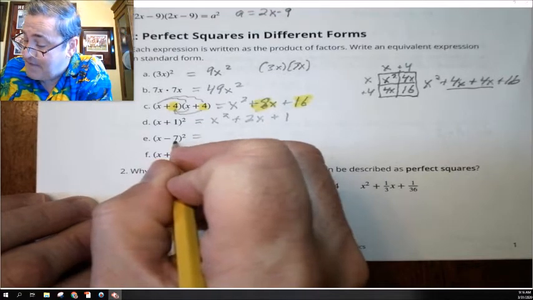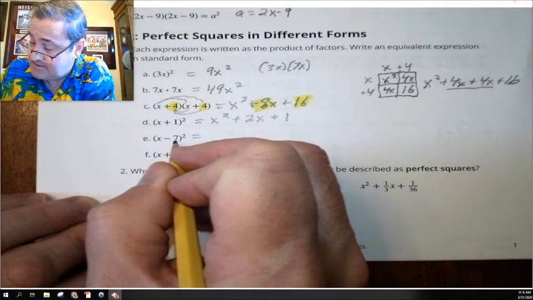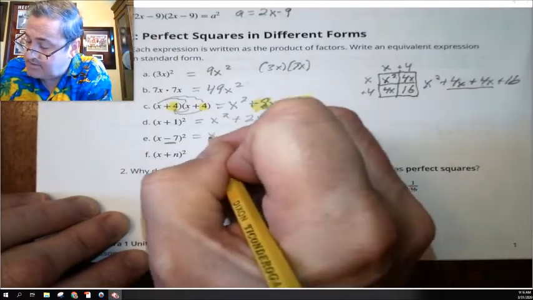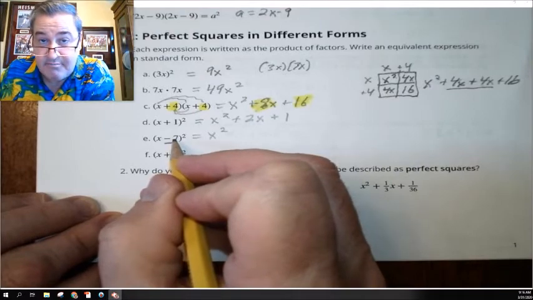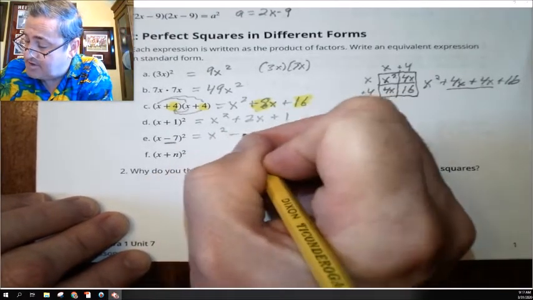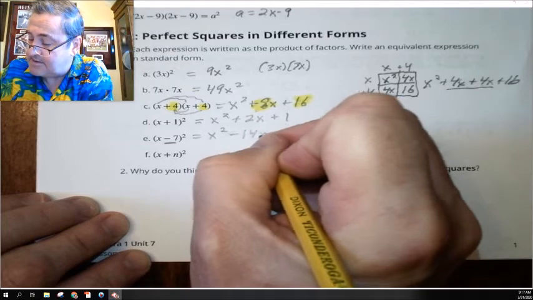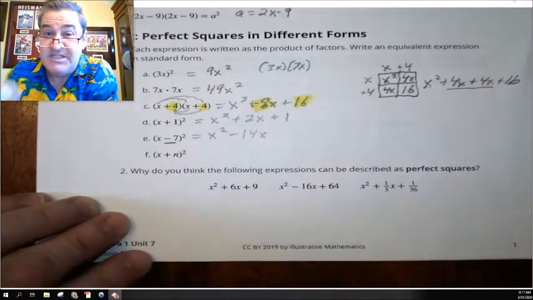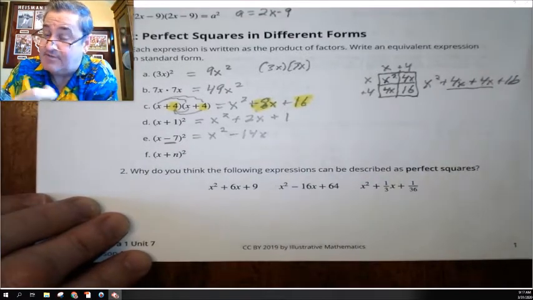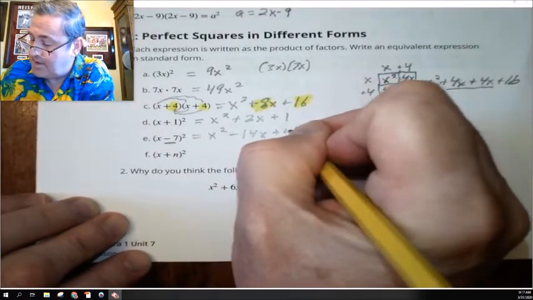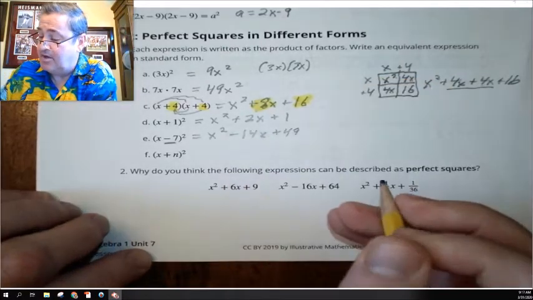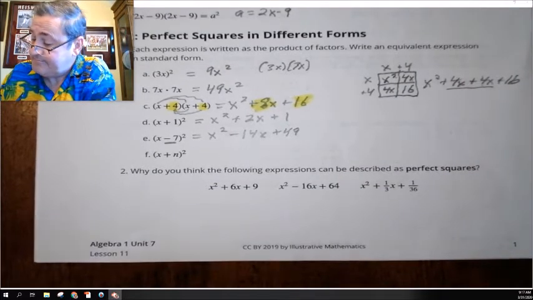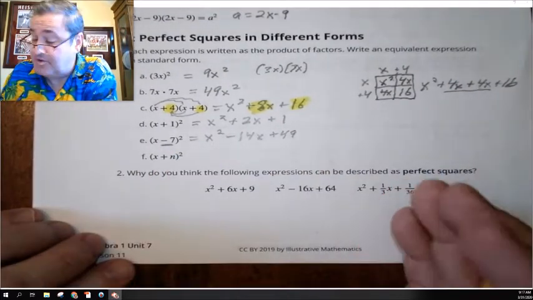X minus 7. Now we have to pay attention to the minus. This is a little bit different case, minus 7. So x squared, what's minus 7 plus minus 7? That means that middle term is going to be minus 14x, right? Because we have to keep the minus. But when we have minus 7 times minus 7, now we have a negative times a negative. We're going to have that positive 49 on the end because we always have a positive number when we multiply 2 negatives. Or when you square a negative, that's the same thing as multiplying by itself.